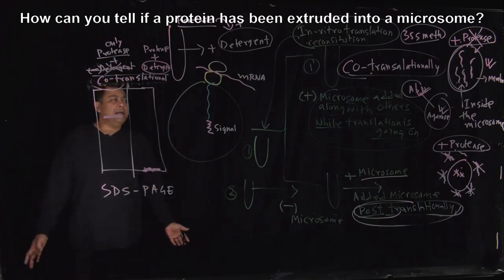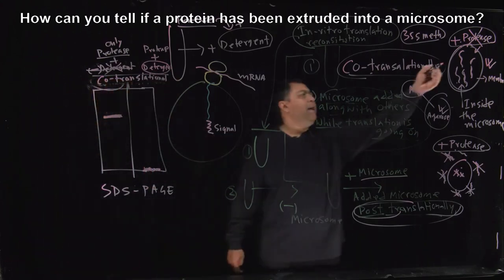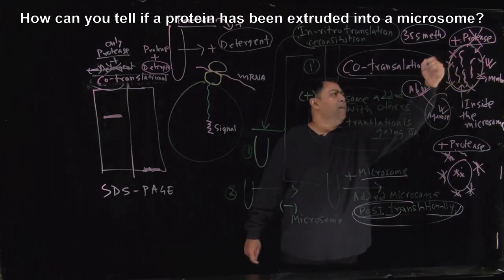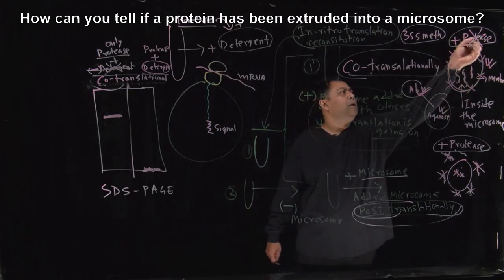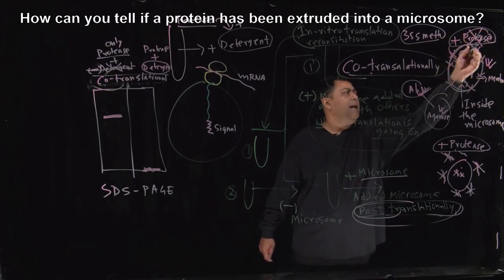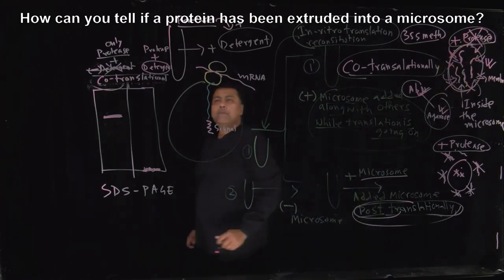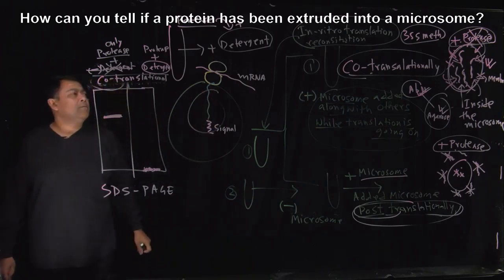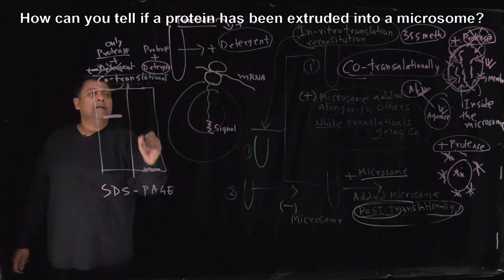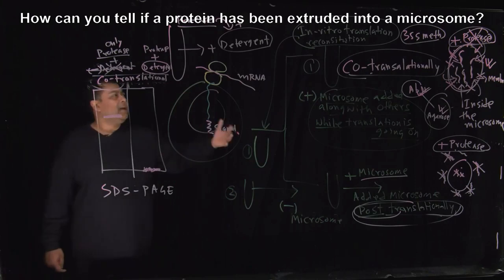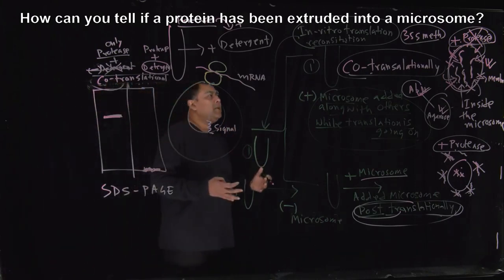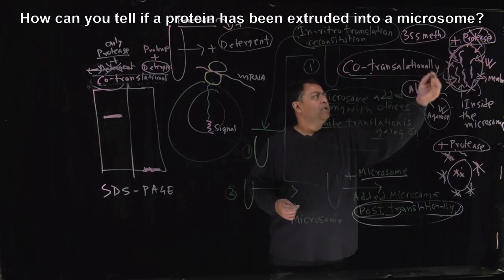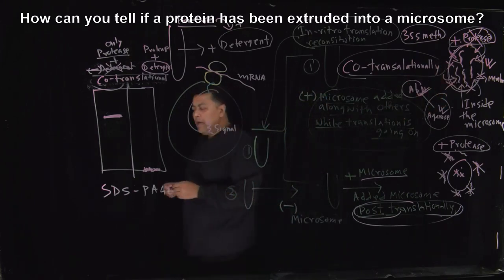But when you have added the detergent, you do not get the same result. So what does that mean? The detergent made holes in the membrane, and after it made holes in the membrane, the protease could enter into the lumen of the microsome and digest all the protein that was inside, and you do not get any protein. So this again confirms doubly that the proteins are indeed extruded inside the microsome.